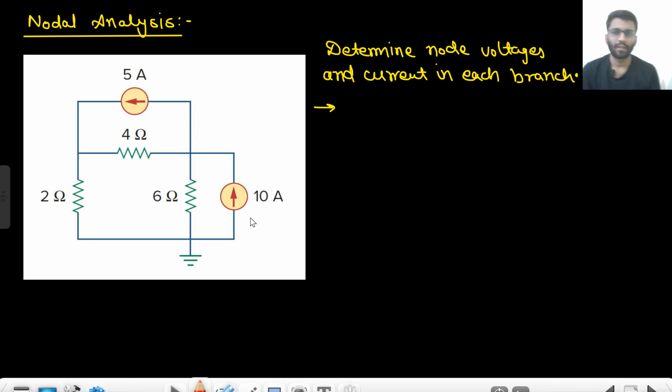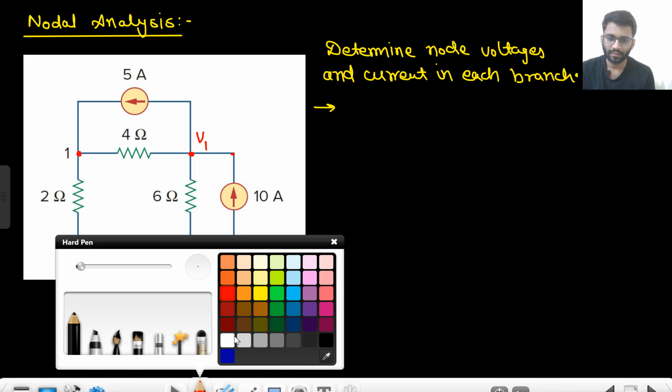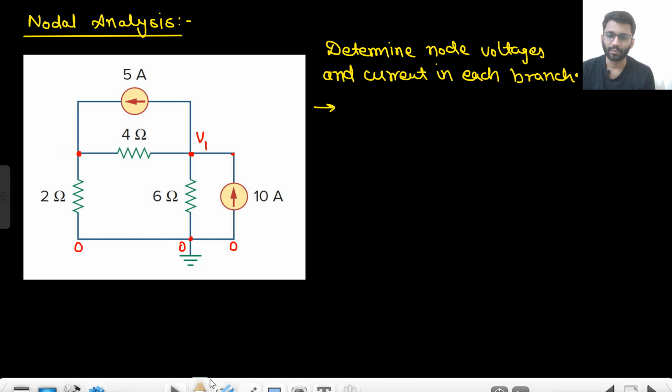Okay, so let's see. In this circuit, do you know the potential of this point? Yes, we know this is 0. If this is 0, this will also be 0. Will this also be 0? No, because this will have a voltage drop, right? So this 10 ampere current source will have some voltage drop, so this can't be 0. Let's assume this potential is V1. Do you know the potential of this point? No. Let's assume the potential of this point is V2.